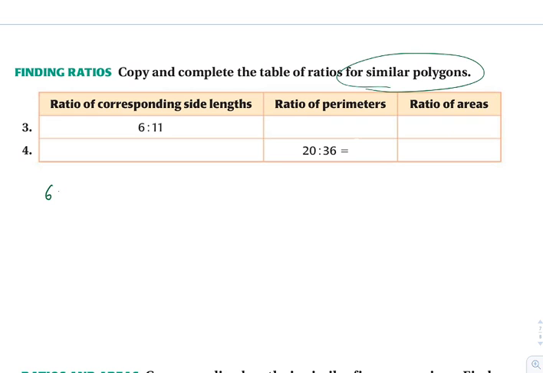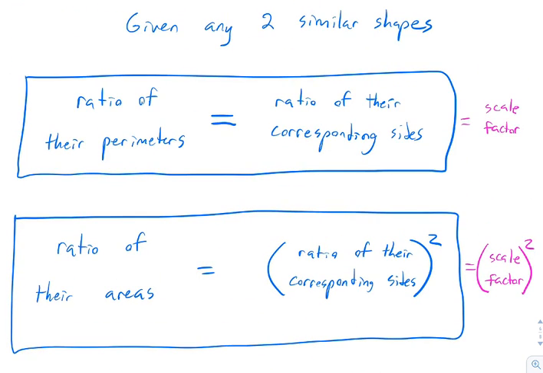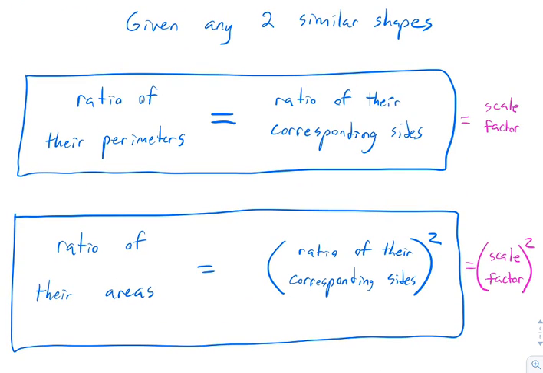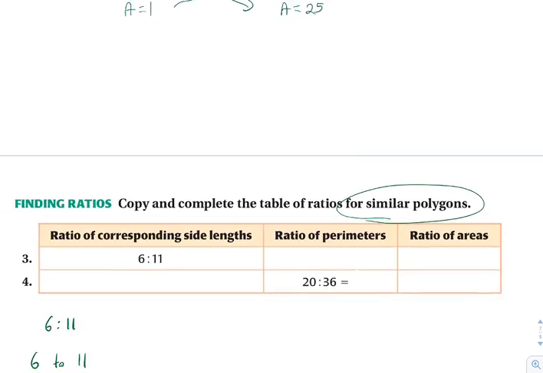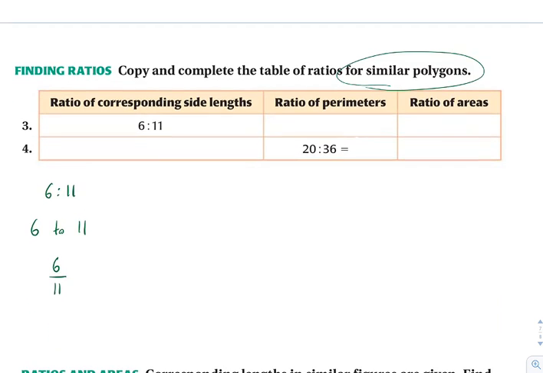Now again, you could write 6 to 11 in 3 ways. Either that way with a colon, you could write it as 6 to 11, or you could write it as the fraction 6 over 11. Either way, you're just comparing two values, and that ratio can be written in any of those 3 ways. Well, the ratio of the perimeter we know is the same because that's a one-dimensional length, right? The ratio of our perimeter is the same as the ratio of their corresponding sides. So down here, the ratio of the perimeters is the same as the corresponding side length, so this is also 6 to 11, okay?